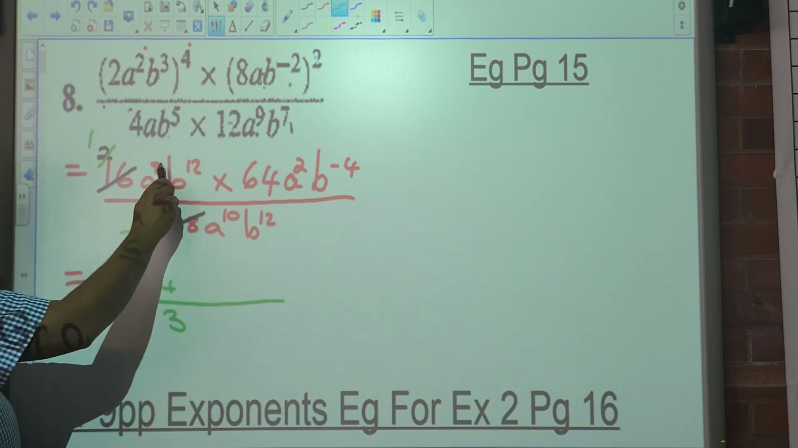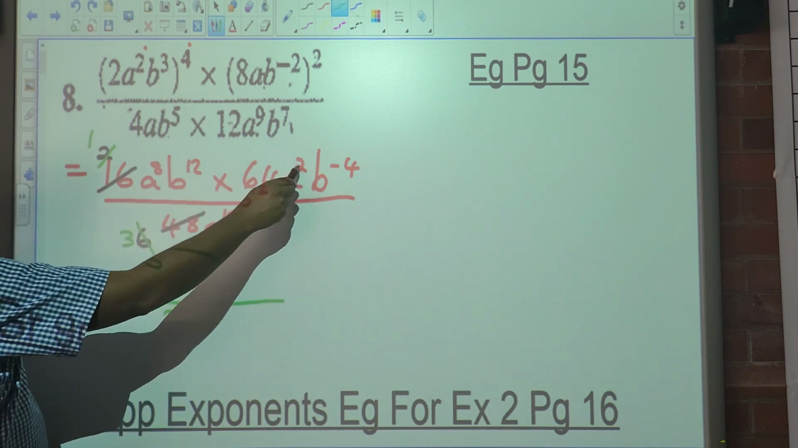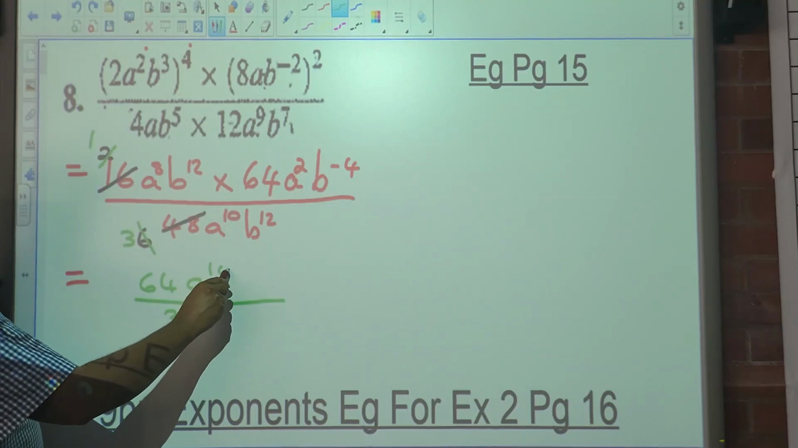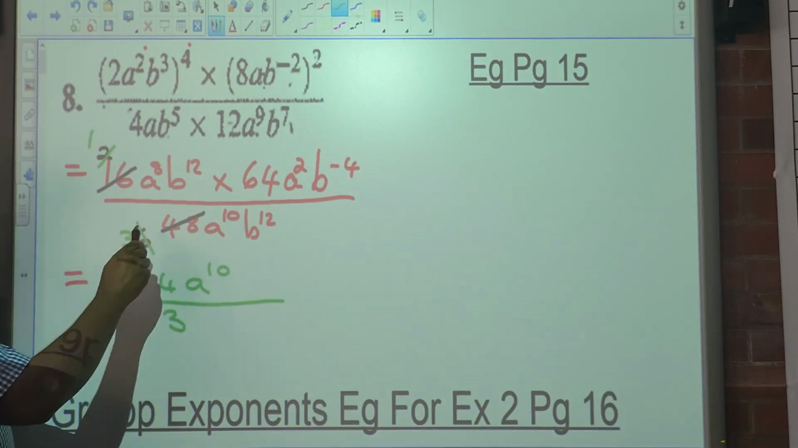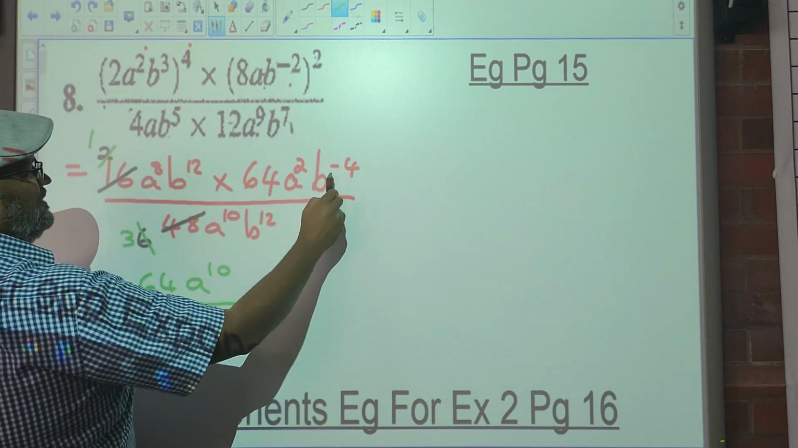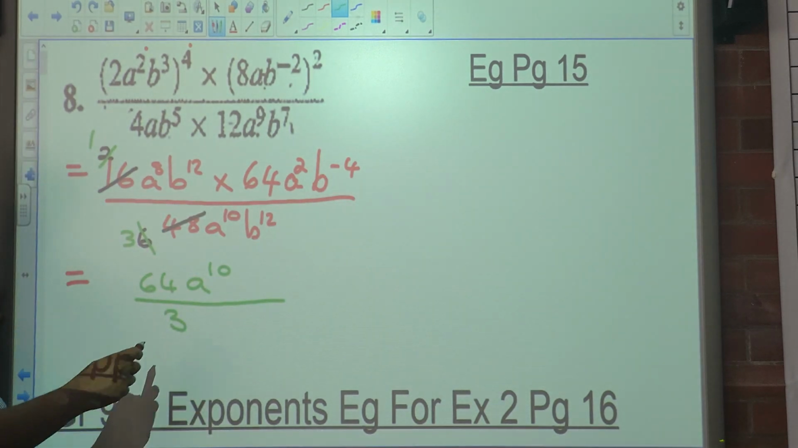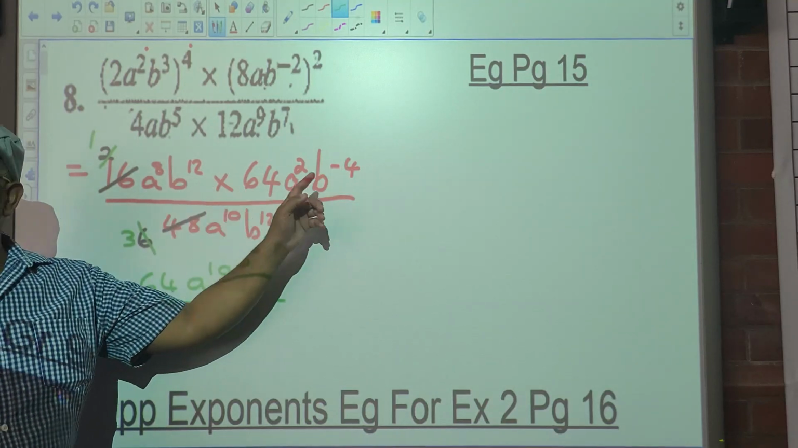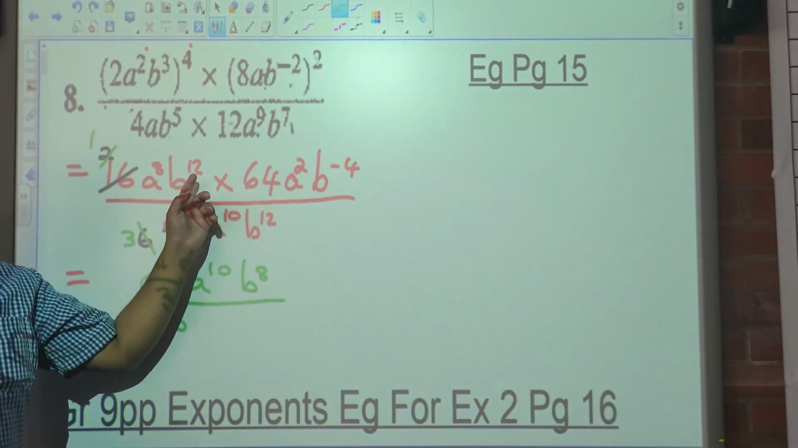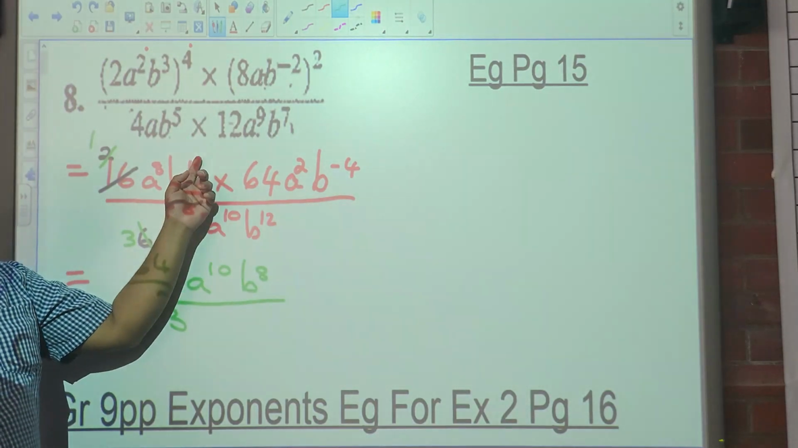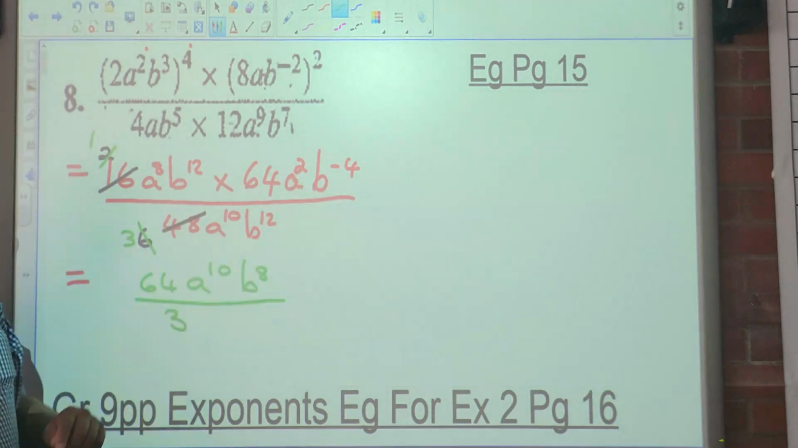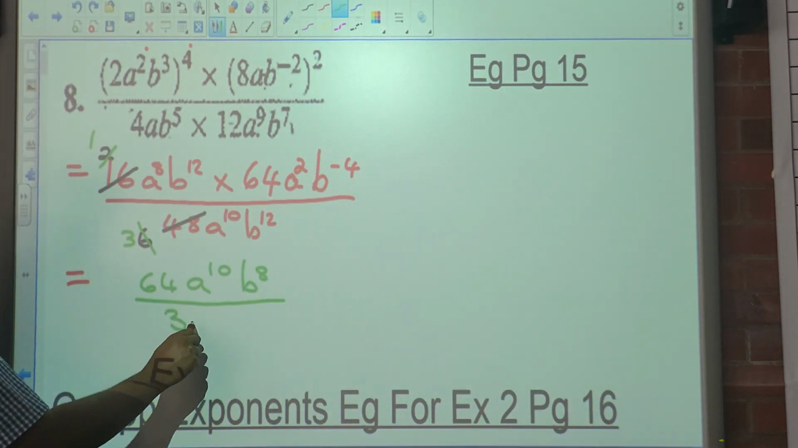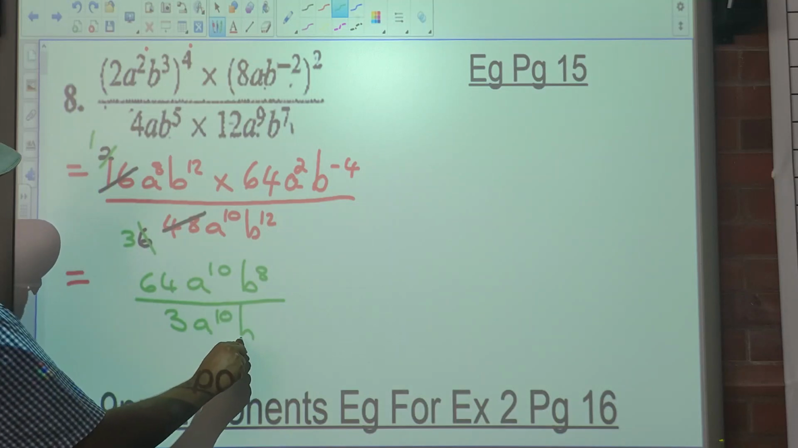What is A to the 8 times A squared? A to the 10. Can you see that? What's B to the 12 times B to the minus 4? B to the 8. Why? We're now multiplying and bases are the same, so we add the exponents. 12 plus minus 4 is 8. So it's A to the 10, B to the 12.